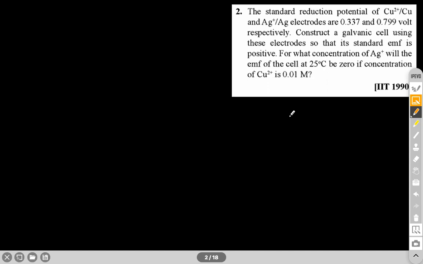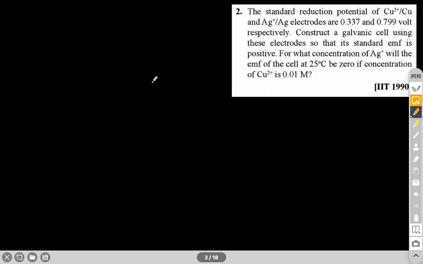Okay. So in this question, you see the standard reduction potentials of Cu2+ to Cu and Ag+ to Ag electrodes are given. Construct a galvanic cell using these electrodes so that its standard EMF is positive. For what concentration of Ag+ will the EMF of the cell at this temperature be 0, if the concentration of Cu2+ is given? So basically, it's a very basic question based on the Nernst equation, correct? We can solve this question easily.